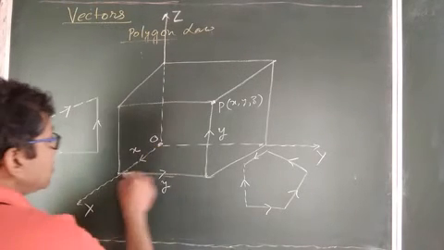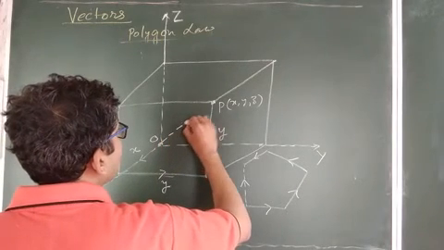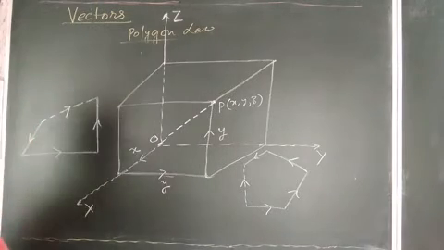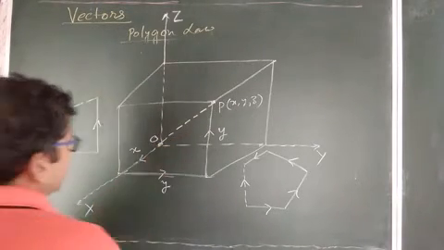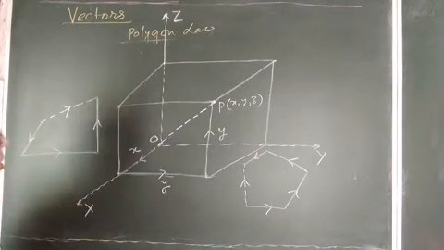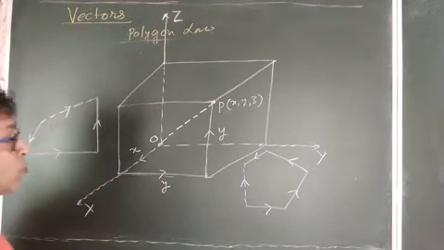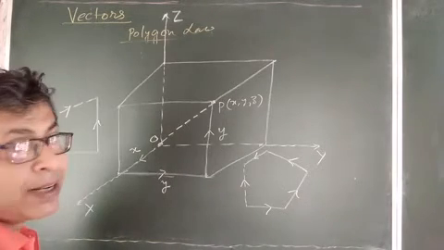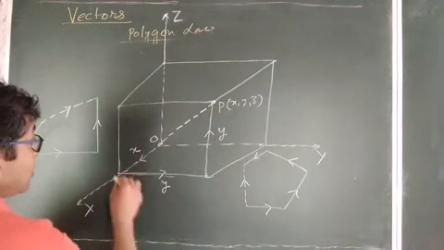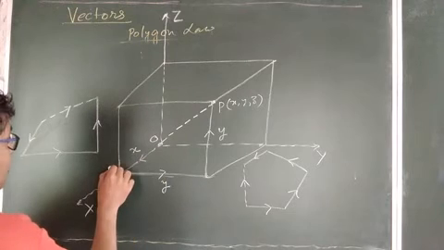So here we have to close this one. Now, previously we learned that for a vector to be expressed completely, we need a magnitude and also a direction. So if we write the polygon law in this case, then we have to name it first.